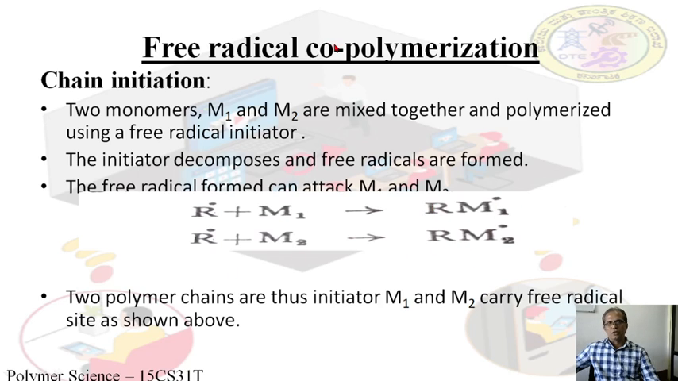In copolymerization, different types of initiated molecules are going to form. Whereas in free radical polymerization or chain polymerization, only one type of free radical initiated molecule is going to form. Now in copolymerization, we are going to get different types of initiated molecules in the first stage of polymerization. Two polymer chains thus initiated by M1 and M2 carry free radical sites as shown here.